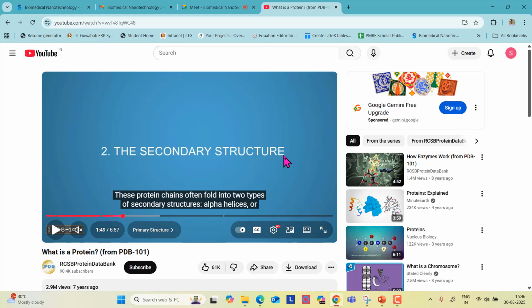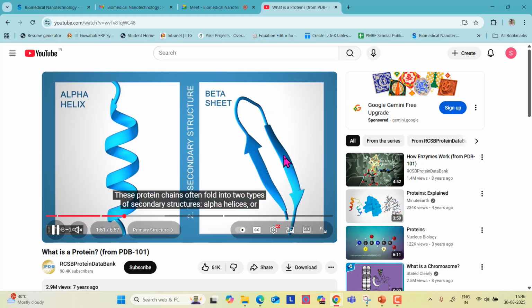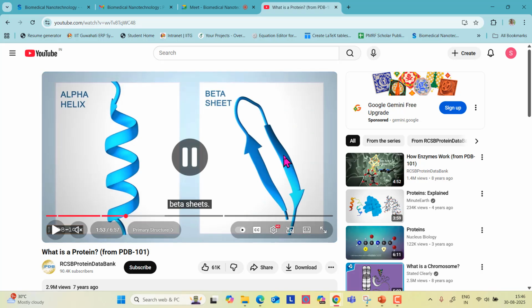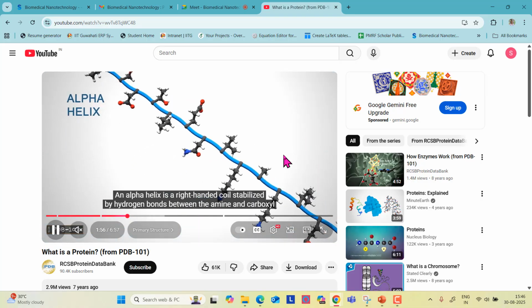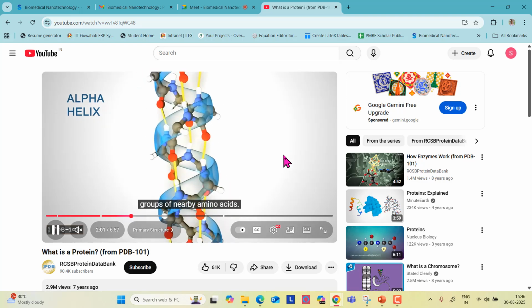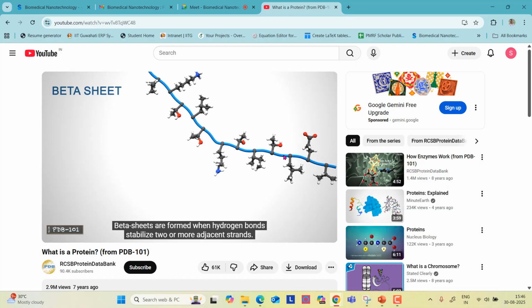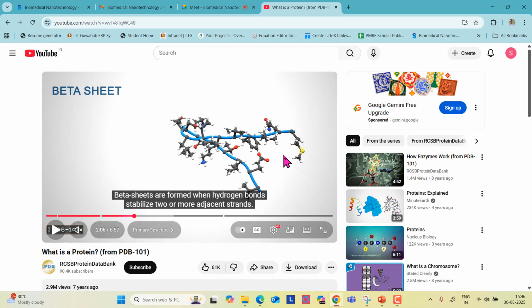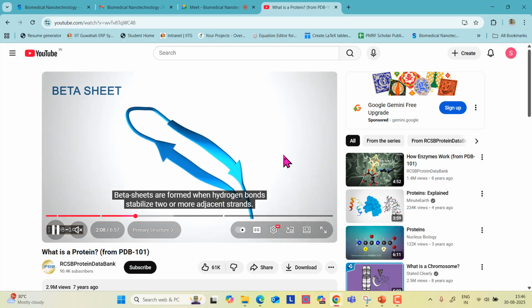Now secondary structures: they often fold into two types of secondary structure, alpha helix and beta sheet. So this is the alpha helix structure. These are the beta sheet structure. An alpha helix is a right-handed coil stabilized by hydrogen bonds between the amine and carboxyl group. And beta sheets are formed when the hydrogen bonds stabilize two or more adjacent strands.